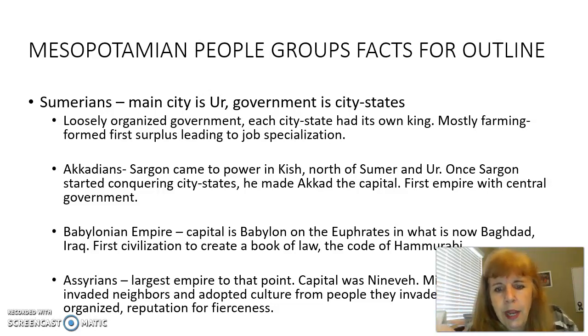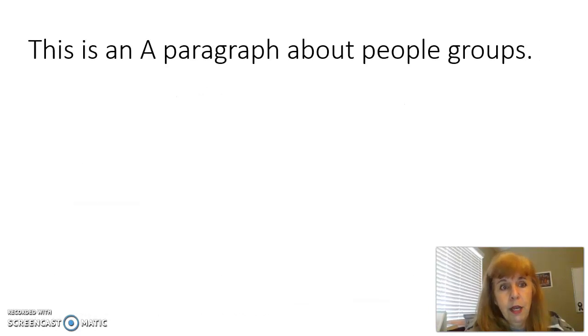The Babylonian Empire, the capital was Babylon, first civilization to create a book of law. And the Assyrians were the largest empire. The capital was Nineveh, a military culture that invaded neighbors. So I take these facts, which would be in my outline, obviously. And this is for the people groups paragraph. So this is Mesopotamian people groups.